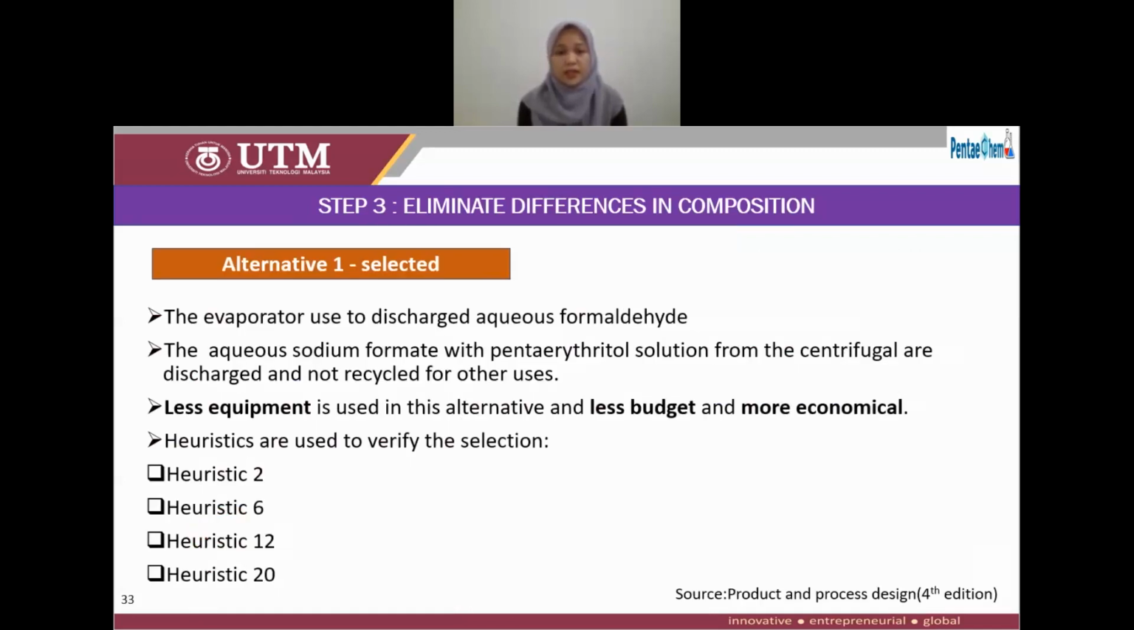So of both alternatives, we choose alternative 1 because it has less equipment, so less budget and more economical. And the heuristics used to verify the selection are heuristics 2, 6, 12, and 20.